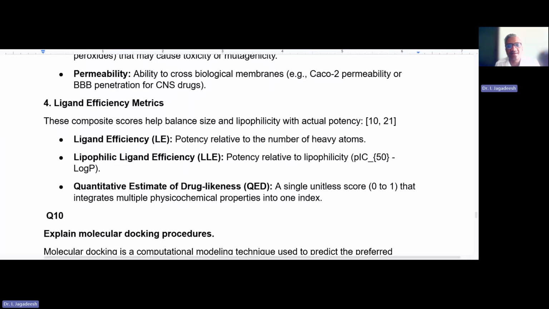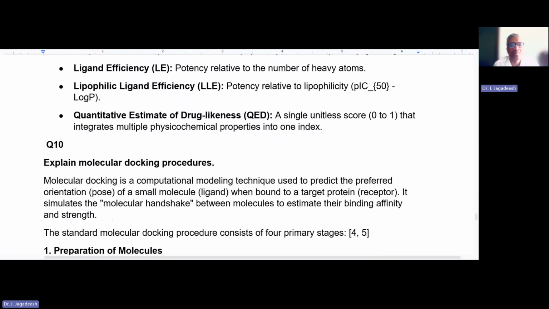of drug likeness. That is a single unitless score from 0 to 1 that integrates multiple physicochemical parameters into one index. Ligand efficiency relates potency to the number of heavy atoms, and lipophilic ligand efficiency relates potency to the lipophilicity, so the log P value gives a linkage with the biological activity.